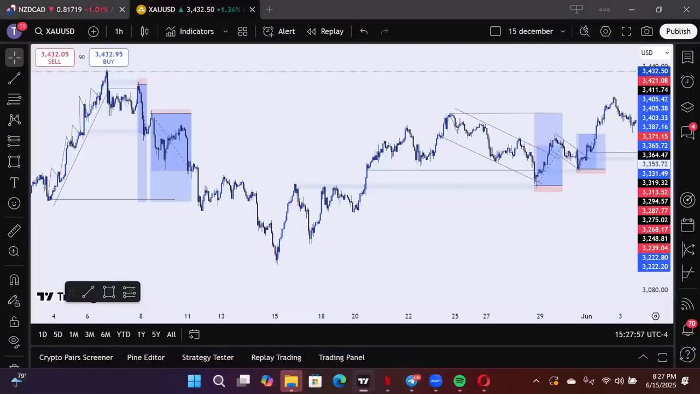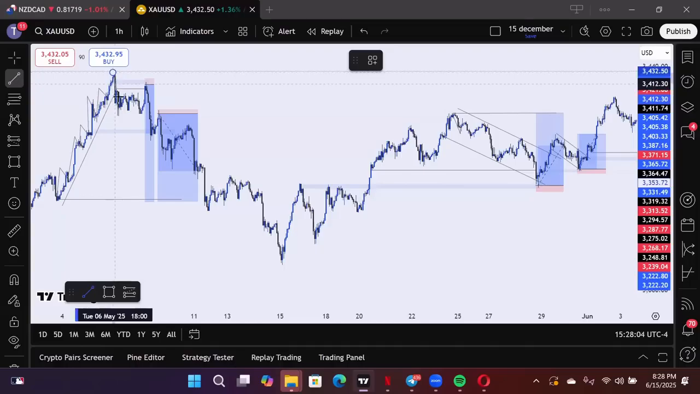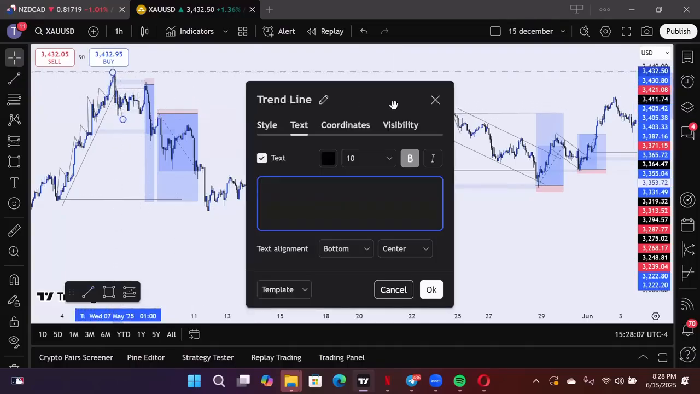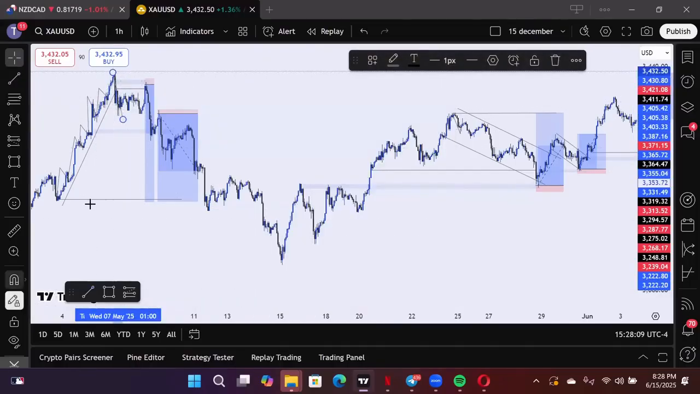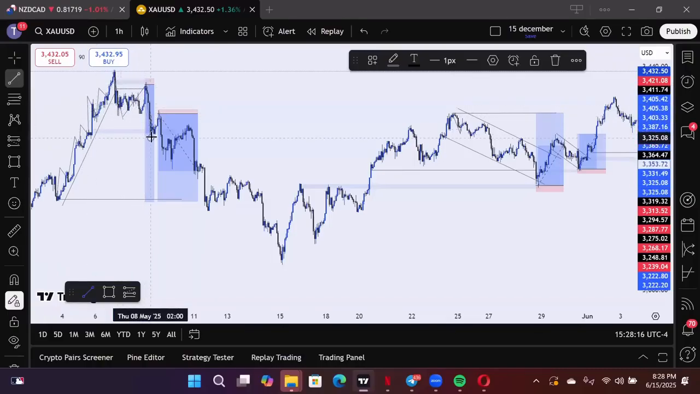Because if you pay attention here on the 1 hour time frame, you can see market is making a series of what? Lower highs, lower lows. You see, this is it: lower highs, lower lows, lower highs, lower lows. So this is what? Lower highs. This is what? Trend line liquidity here.